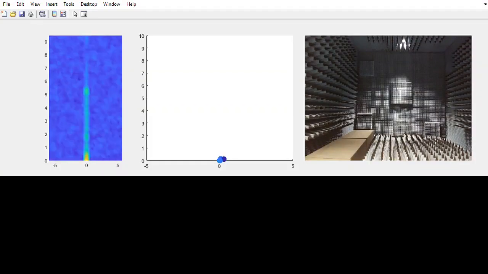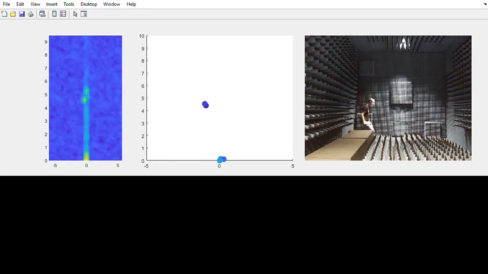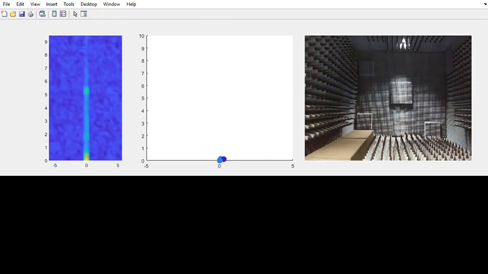Here's one of the first measurements we did. I hope you can now see this little video. Where is the video? So there's a person walking around in our anechoic chamber. Oh, it goes very slowly. The anechoic chamber, and here's the range. On the left side, you see the range Doppler matrix, and in the center, you see the CFAR angular evaluation.